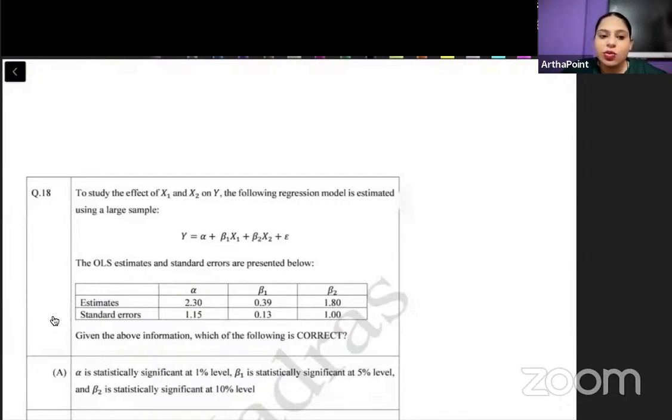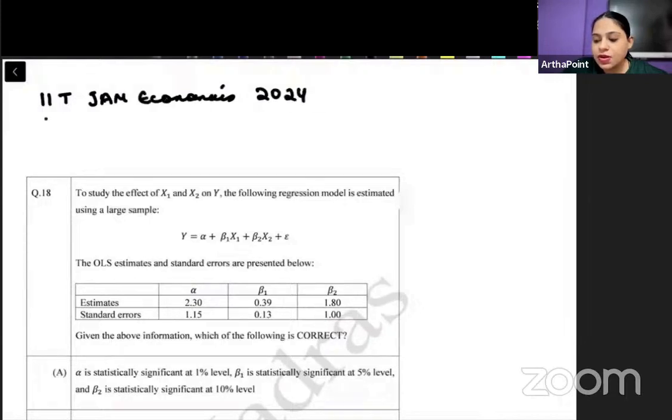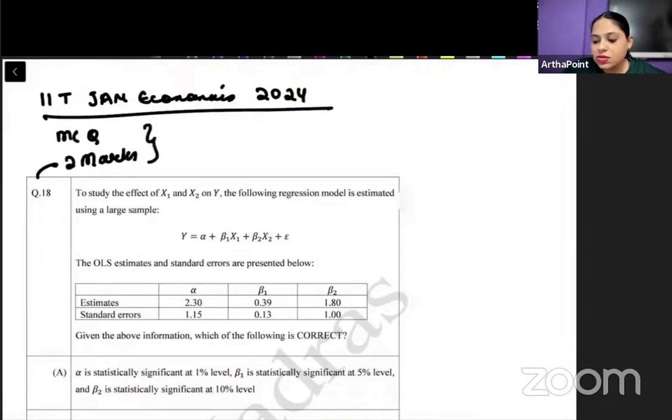So let us try to look at the first question. Let's see if we are able to solve this. This came in the IIT JAM Economics 2024 paper. It is an MCQ question, but for 2 marks. Okay? Try to give this question a try.